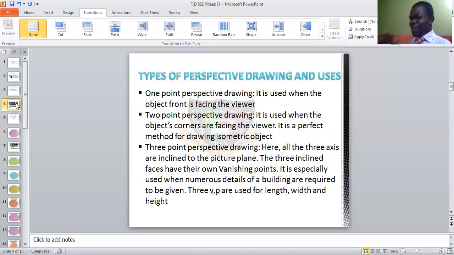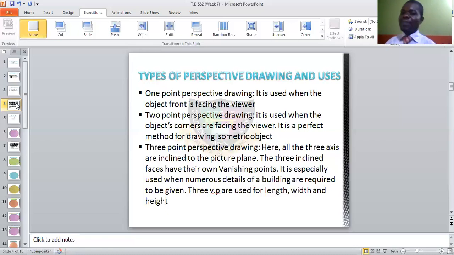For the 2 point perspective drawing, if it's a triangle, it has 3 corners. The rectangle has 4 corners. If you want the corners of that particular object to face the viewer, you use the 2 point perspective drawing. It is very, very good for an isometric block. That is to draw an isometric block, the 2 point perspective drawing is very, very good.